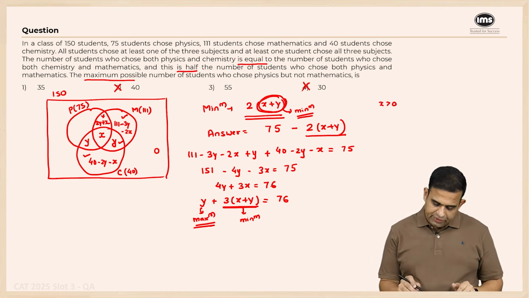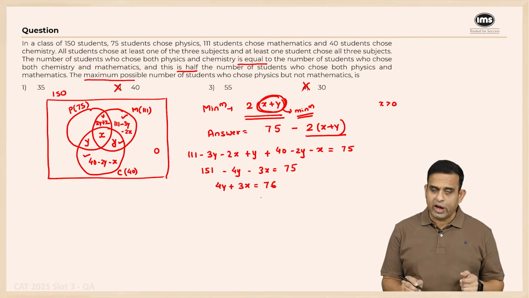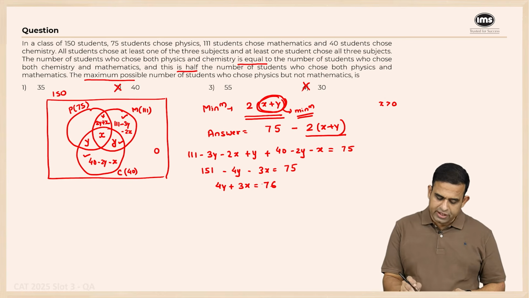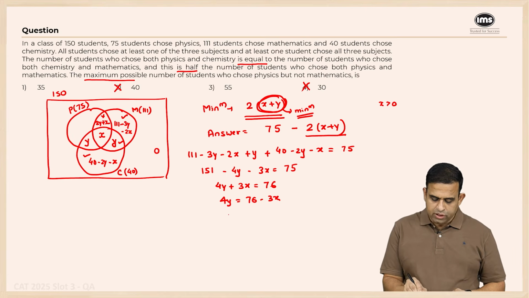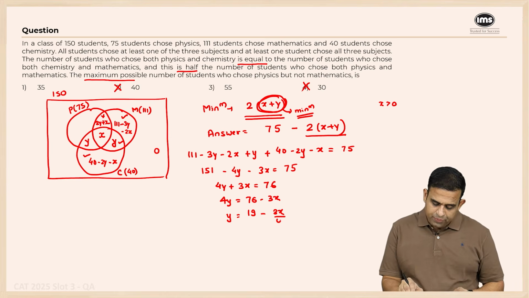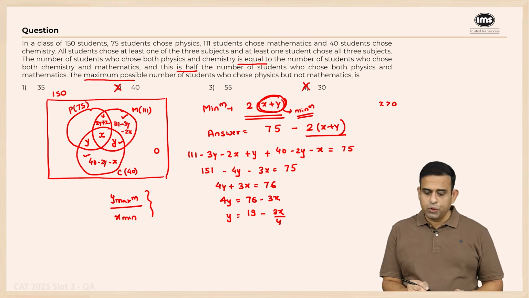So what I will do is, we can find out y in terms of x. We understood that y needs to be maximized. So the term 4y is equal to 76 minus 3x. So the term y would be equal to, if I divide by 4, 76 by 4 is 19 minus 3x by 4. Now understand, as I told you, if I want to maximize the value of y, then for that x needs to be minimum.